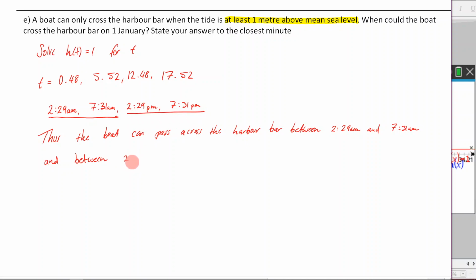Between these times, 2:29 p.m. and 7:31 p.m. Thus, the boat can pass across the harbour bar between 2:29 a.m. and 7:31 a.m. and between 2:29 p.m. and 7:31 p.m. So just making sure that you're getting your times correct there, you're writing everything nice and neatly. That's how you would approach that question, and that would be your final answer.